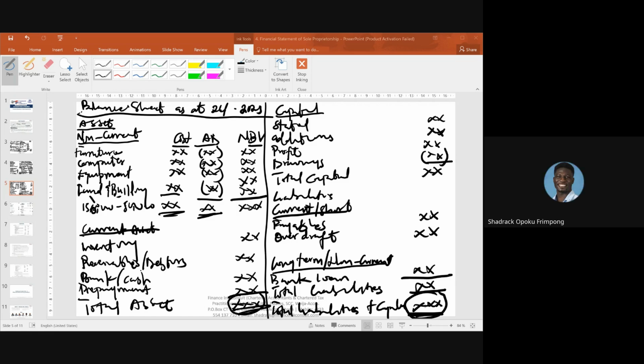So you just recognize it as what? As bad debt. Then you reduce your receivable amount.